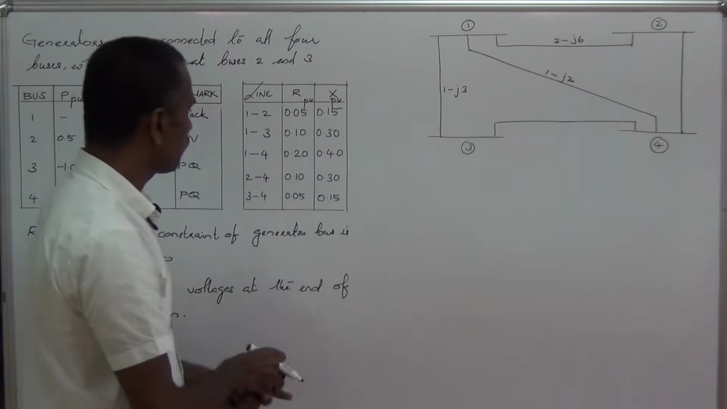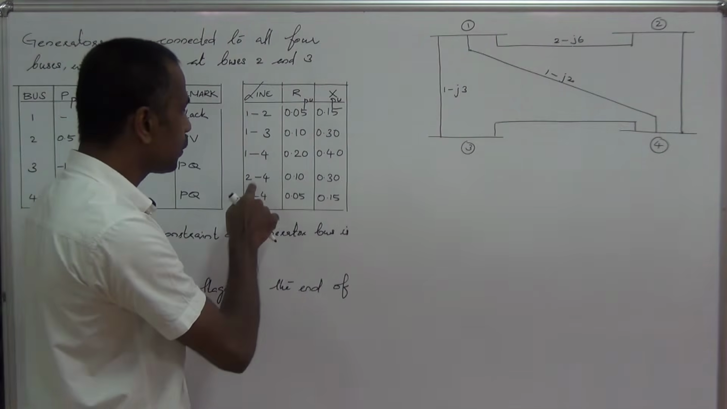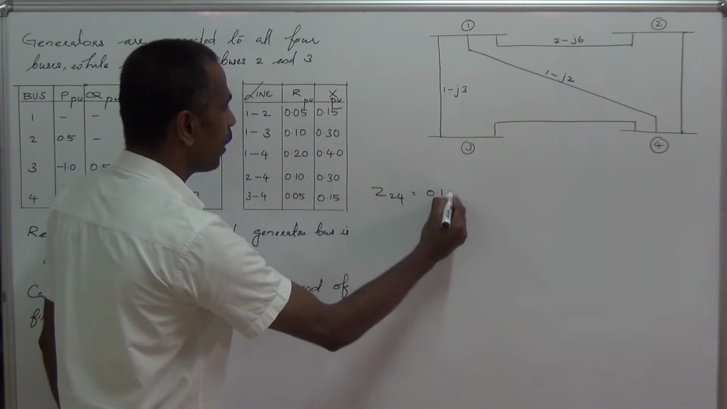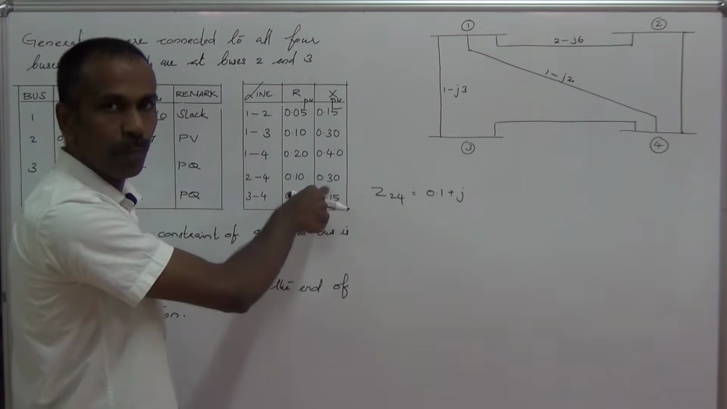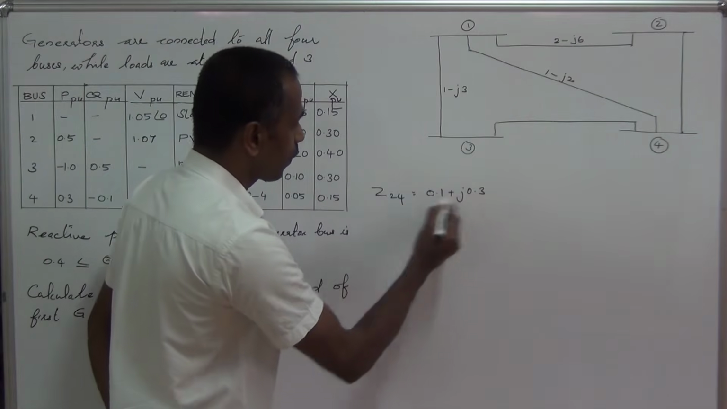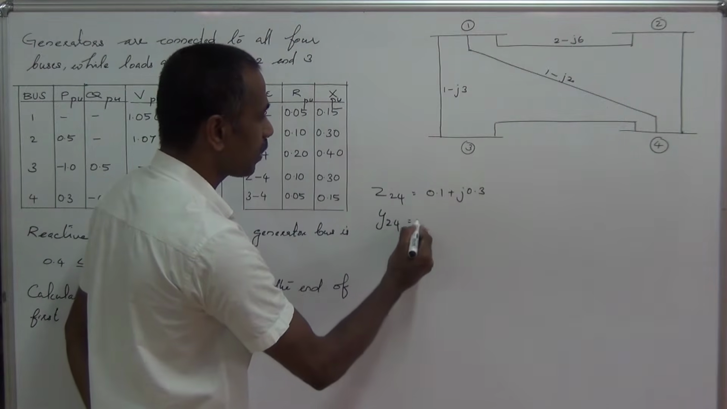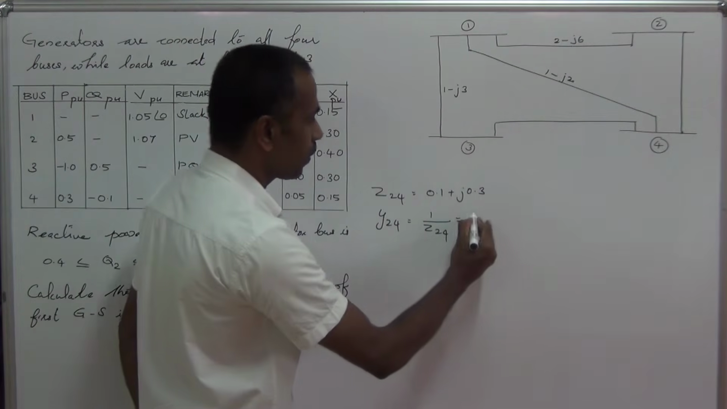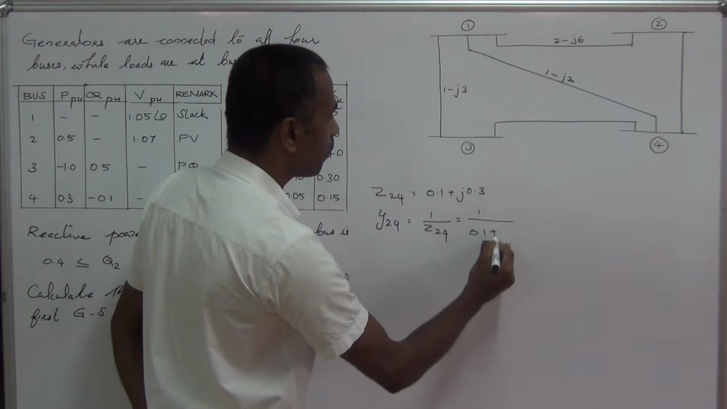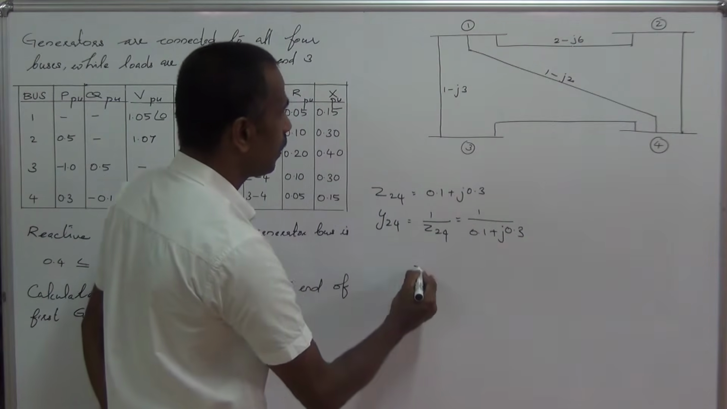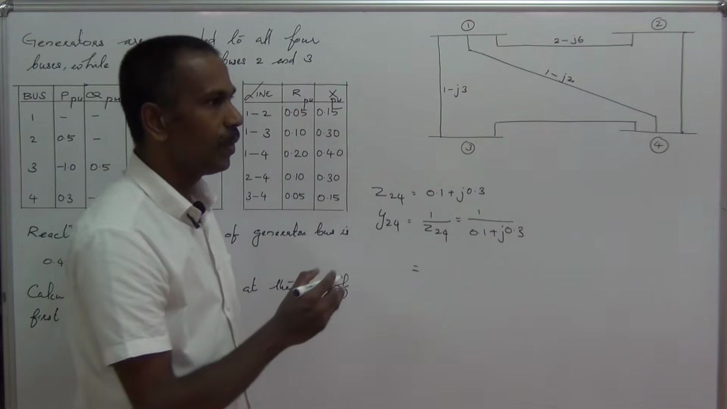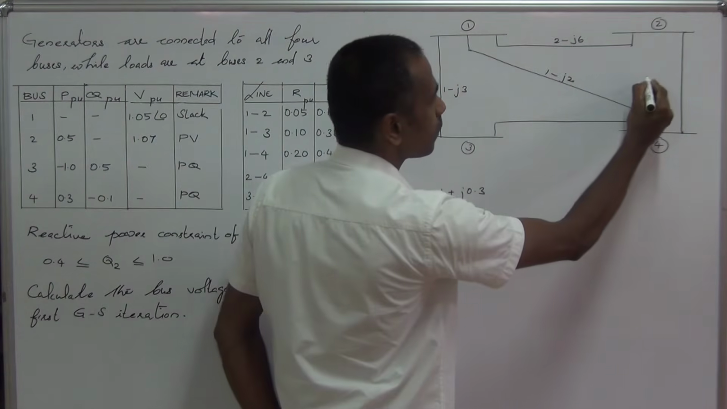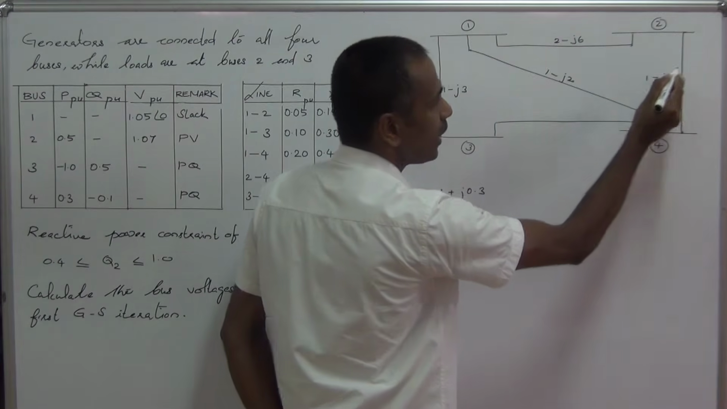The next line is the line connecting buses 2 and 4. Z24 equals 0.1 plus j 0.3. Its admittance equals 1 by impedance. This is equal to 1 by 0.1 plus j 0.3. So this is equal to 1 minus j3. Let me write the value here. 1 minus j3.